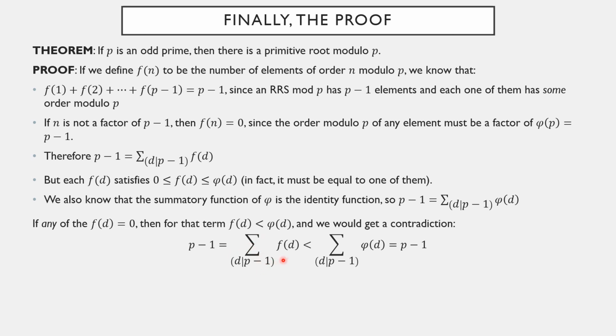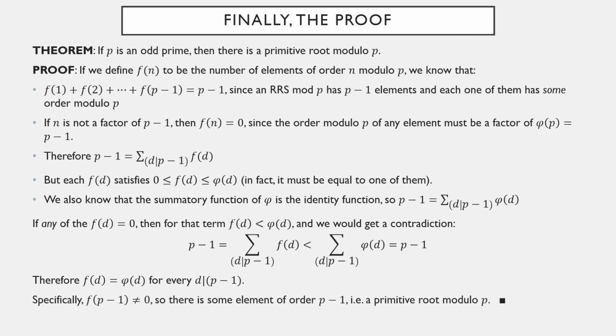On the one hand, the sum of the values of f is p minus 1. We already established that. The sum of the values of phi is p minus 1 because the summatory function of the totient function is identity. But if any one of the terms, all of which are non-negative, satisfy this inequality, then overall the sum will satisfy this inequality, and we'll have p minus 1 is smaller than p minus 1. Well, that's not true. Therefore, I can't ever have f of d being smaller than phi of d. So f of d must equal phi of d for every possible factor of p minus 1. Specifically, phi of p minus 1 is not 0. Therefore, f of p minus 1 is not 0.